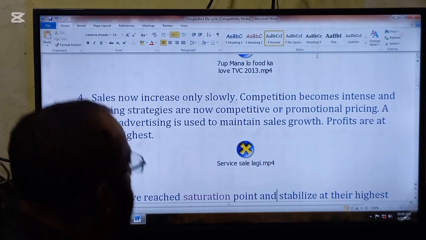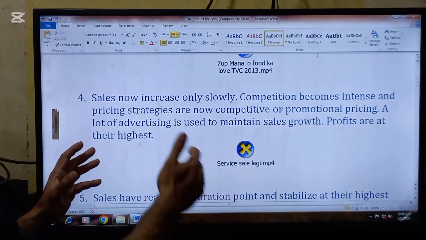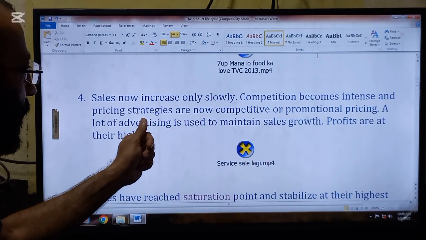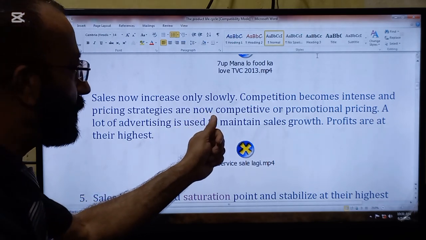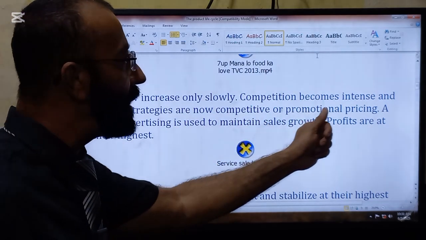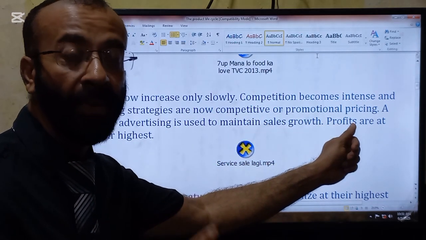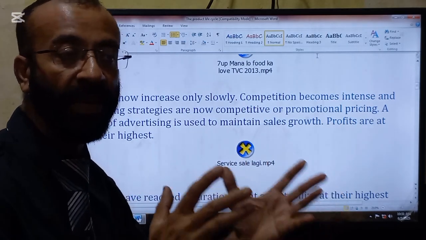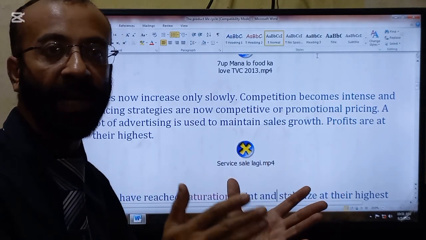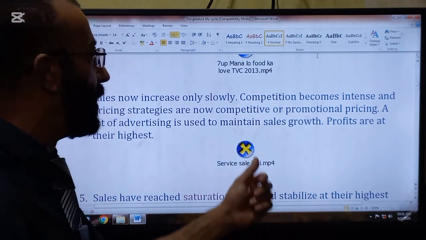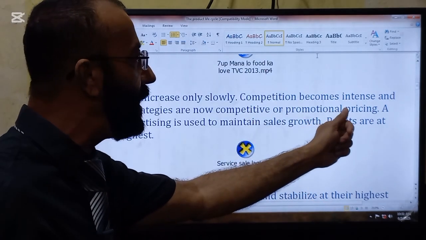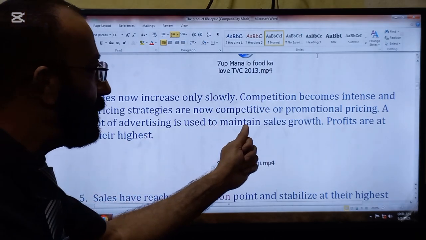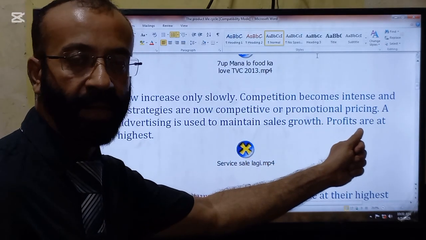Okay, after this stage, the next stage of the life cycle of any product is sales now increase but slowly. Competition becomes intense because, because of the popularity of the product, new and new competitors are coming into the market. So competition becomes intense and price strategies are now competitive or promotional pricing.